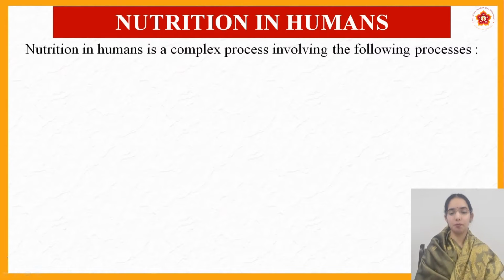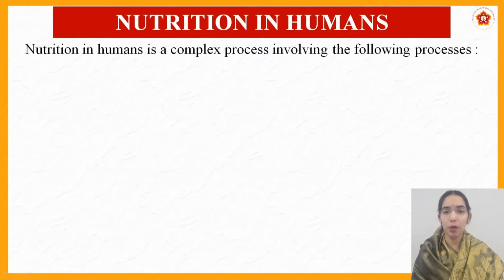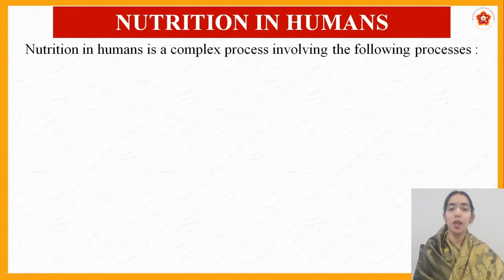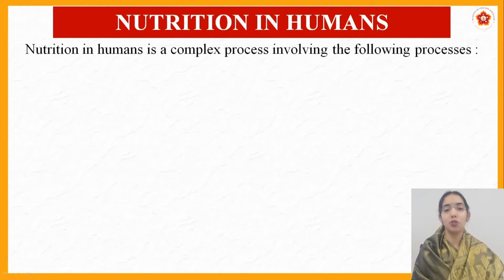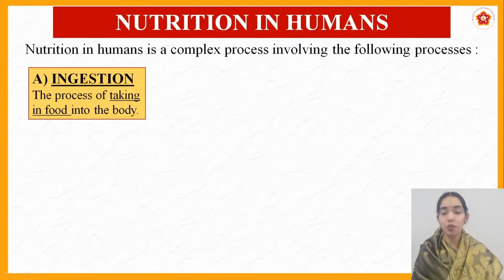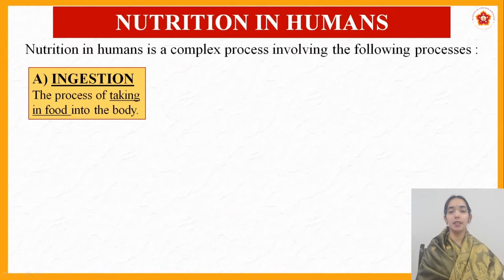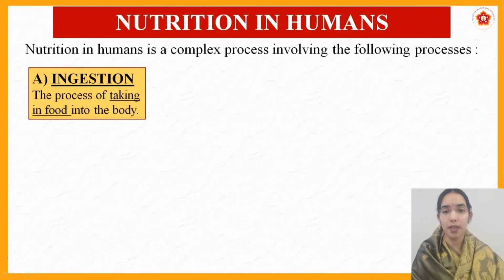Nutrition in humans. Nutrition in humans is a complex process involving the following processes. So, what are the various processes involved when it comes to nutrition in humans? The moment we take in food, what is that process called? The process of taking in food into the body is called ingestion. So, first of all, we are taking in the food. That is the very first step when it comes to nutrition in humans.